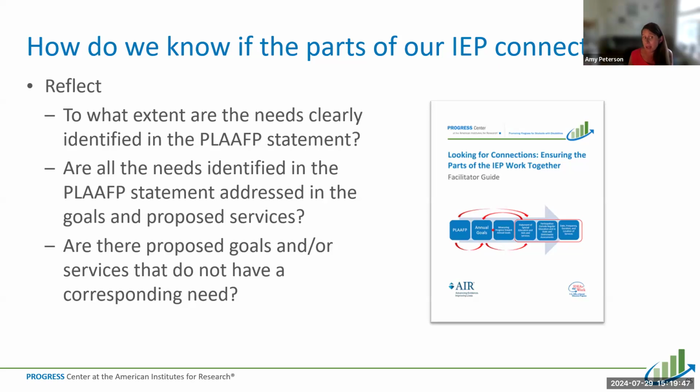Or vice versa, sometimes what we see, right, is that we have goals or services that, if we look at our present level statement, don't have a corresponding need, right? Sometimes we just have a list of lots of different accommodations or supports for students, but those aren't clearly connected to a need that we've identified in our present level statement. And so we need to ask ourselves then, is there a missing need in our present level statement? Have we not clearly identified the student's needs? Or are we providing them supports and services that might not be aligned to the needs that they actually have, right? So we want to make sure that we're looking both directions at these questions.